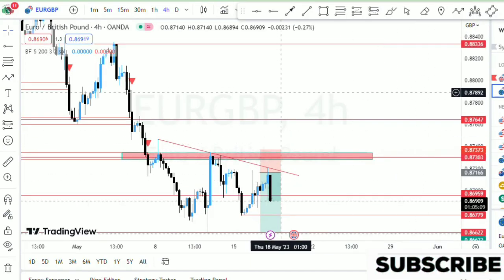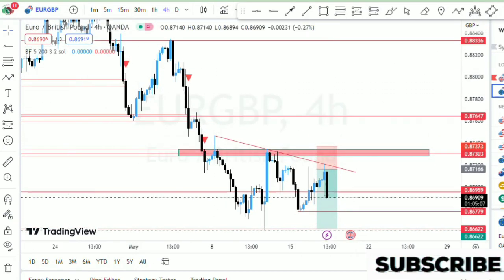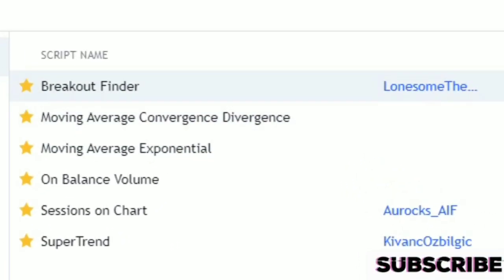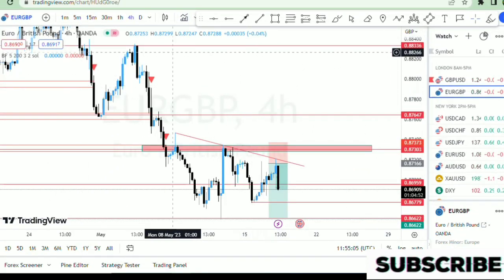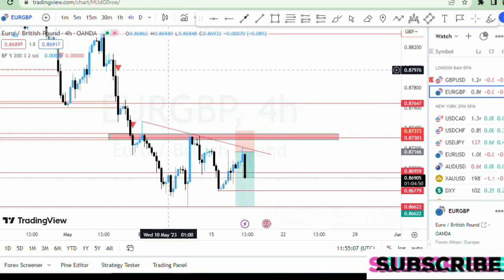So the name of this indicator is, what's it called, Breakout Finder by LoneSum, L-O-N-E-S-U-M. You want to check it out on your TradingView, and probably you want to put it under your private scripts so that you can always use it for your analysis.